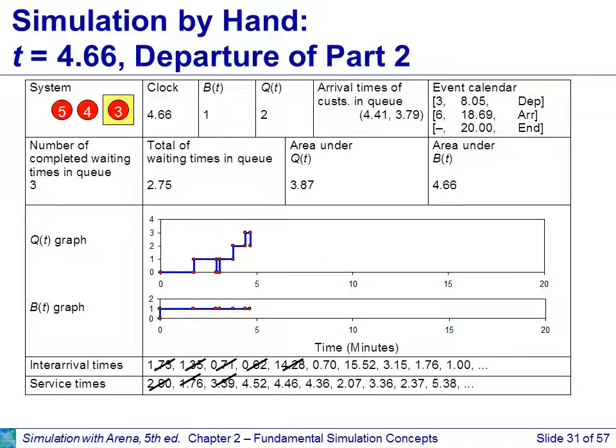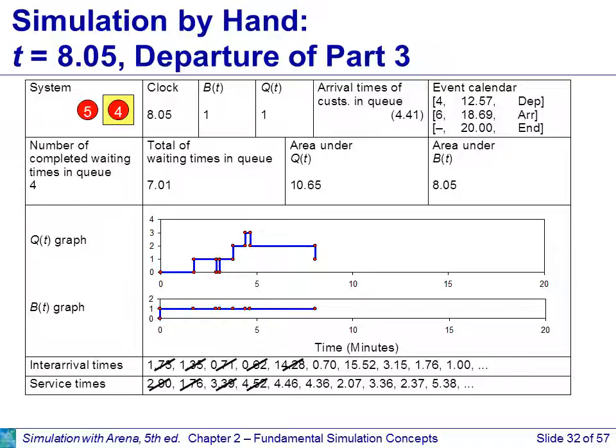And then we add this little piece here, right, to the area under the queue, which is this little part, multiplied by 3. So now that we got that, we are ready for the next event, which is the departure of part 3. As soon as this part departs, and that's at time 8.05, there's more, right?